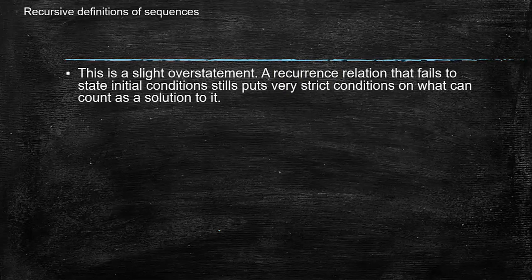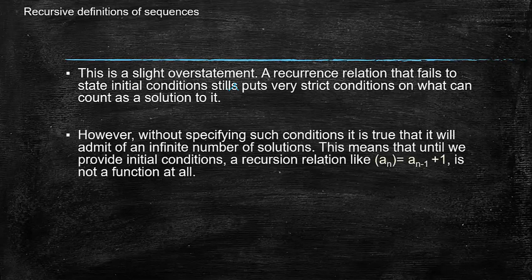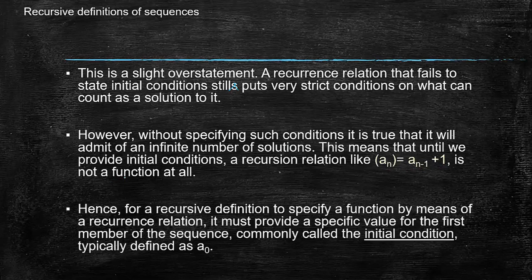Well, this is a slight overstatement. A recurrence relation that fails to state initial conditions still puts very strict conditions on what can count as a solution to it. However, without specifying such conditions, what is true is that it will admit of an infinite number of solutions. And this means that until we provide initial conditions, a recurrence relation like a sub n equals a sub n minus 1 plus 1 is not a function at all.